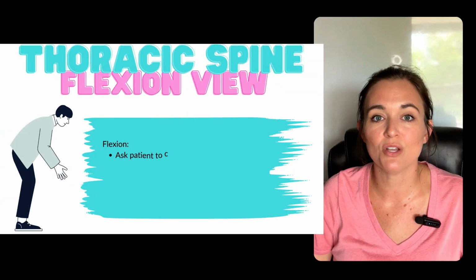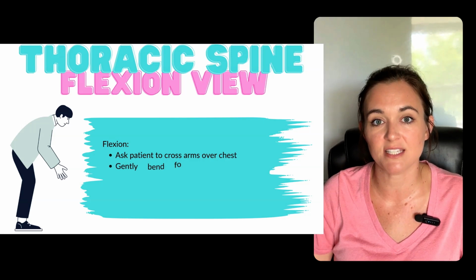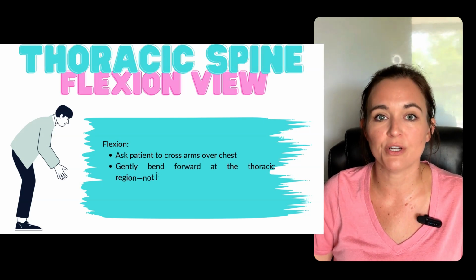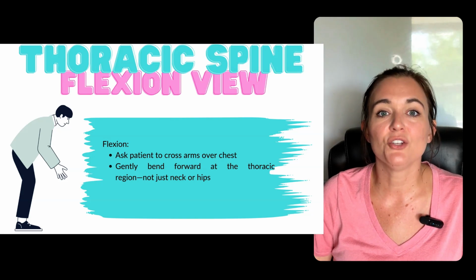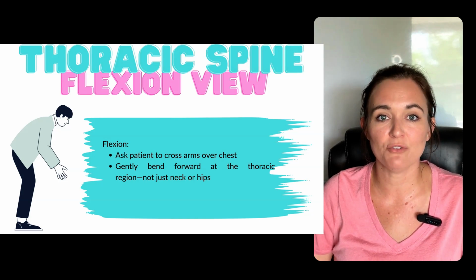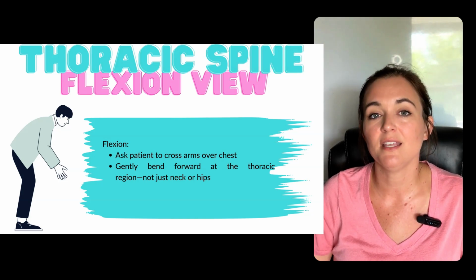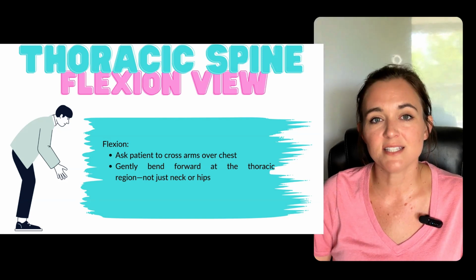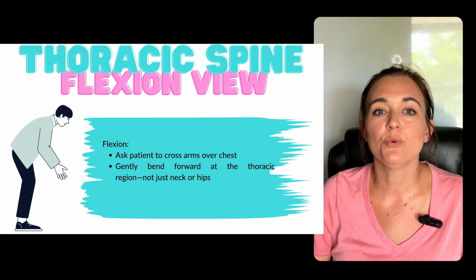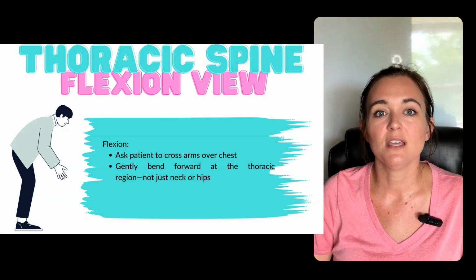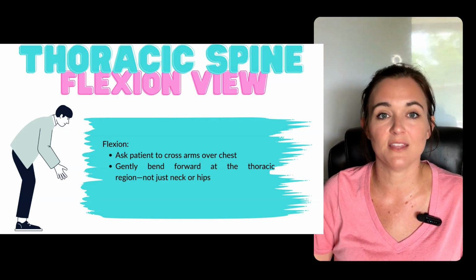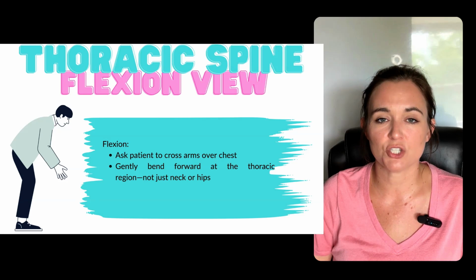Let's walk through them. For the flexion view, ask the patient to cross their arms over their chest if standing, then gently bend forward through the mid-back, not the neck, not the waist. You're aiming to isolate movement in the thoracic spine, even if it's subtle. As the tech, watch their posture. You want to avoid them bending too much at the lumbar spine or hips. Guide them with your hands if needed to get the right curve. Once they're in position, hold it, take the exposure.